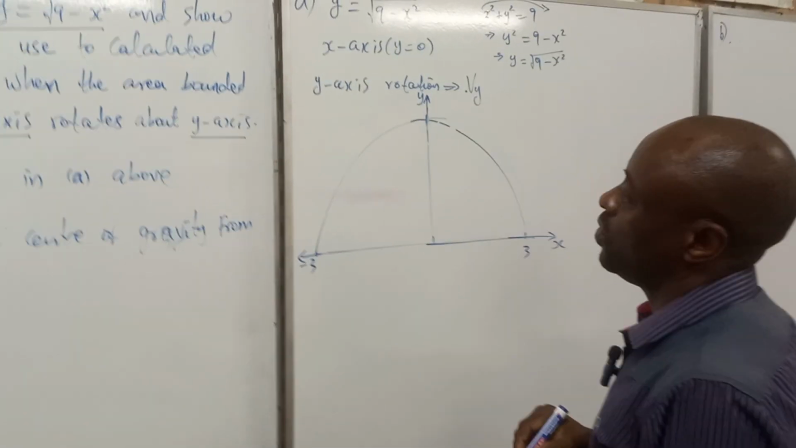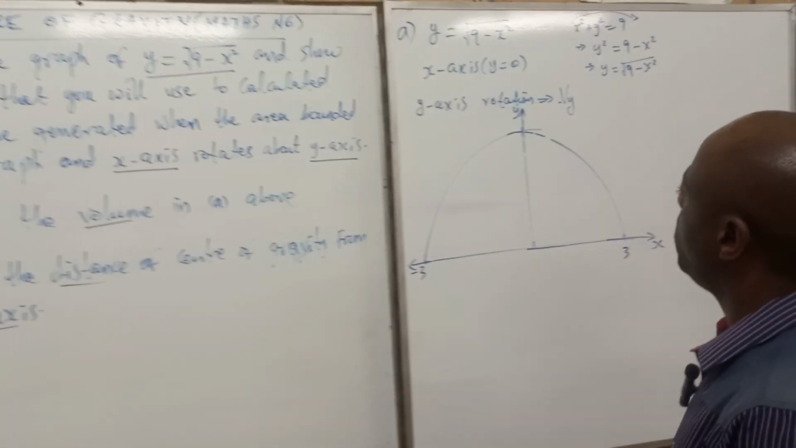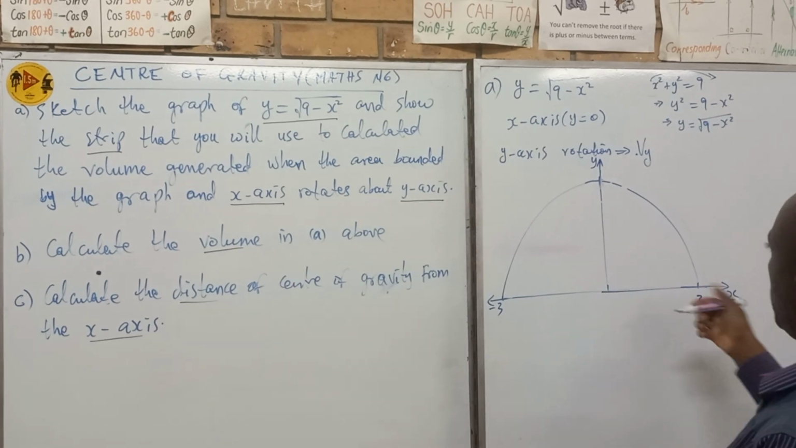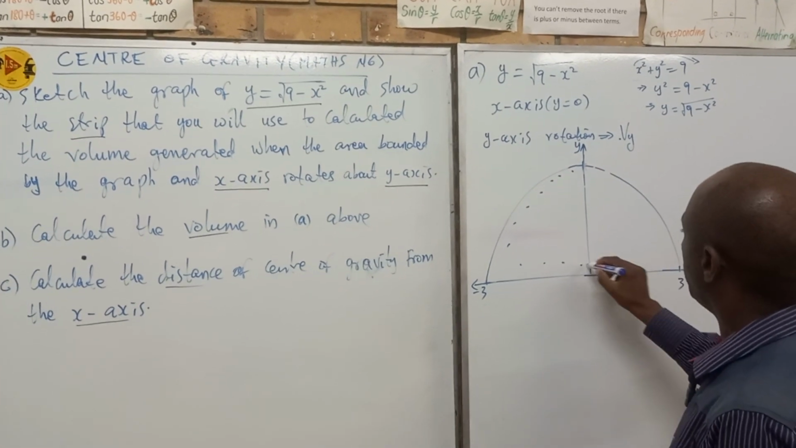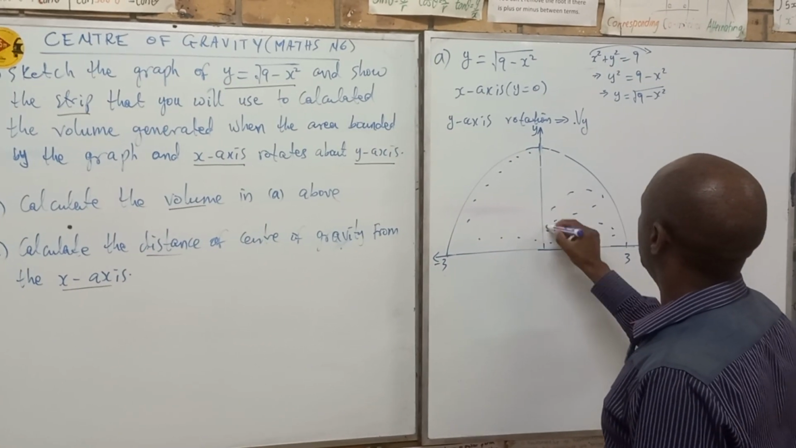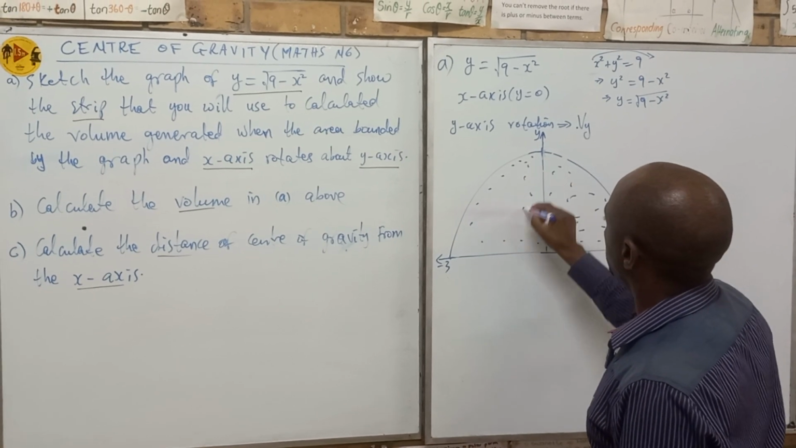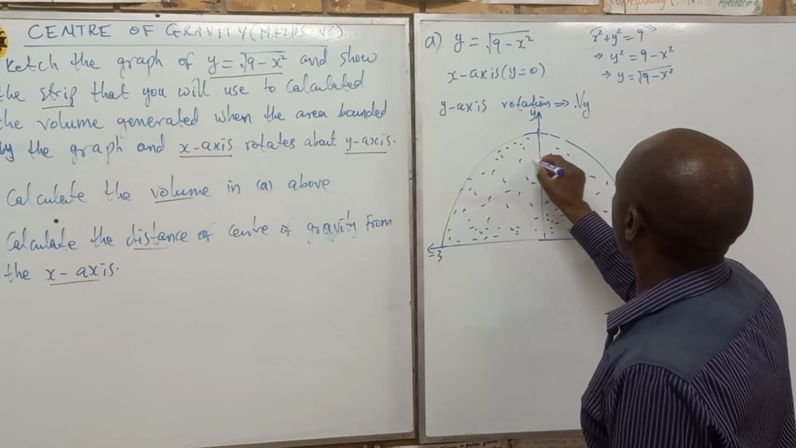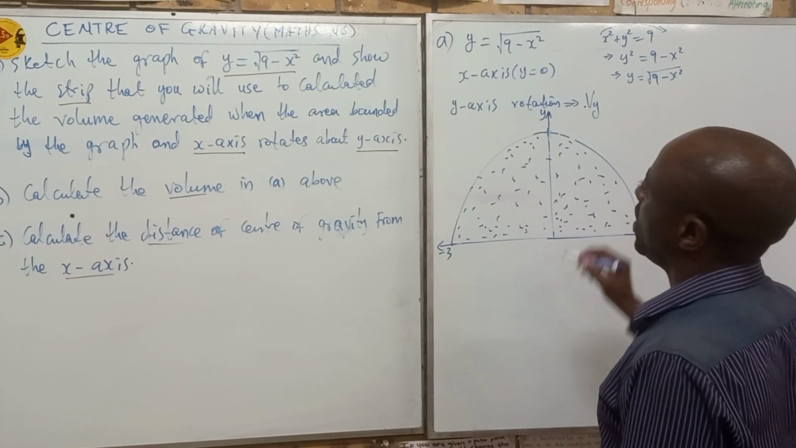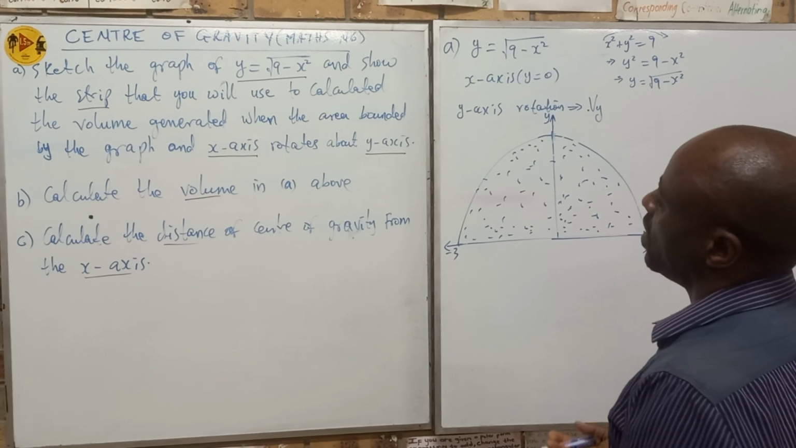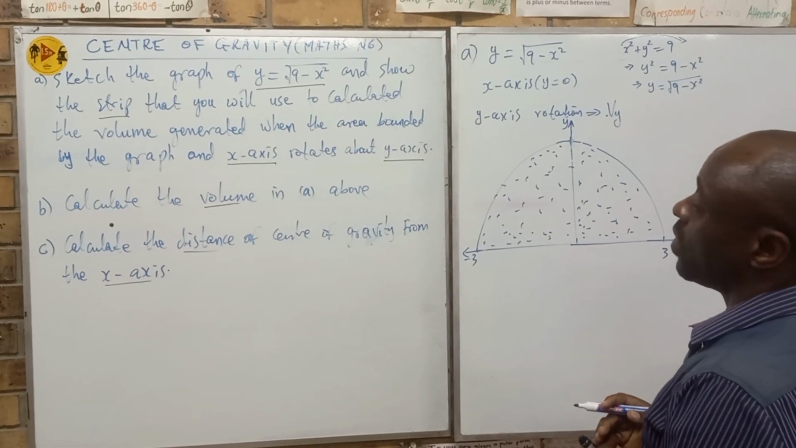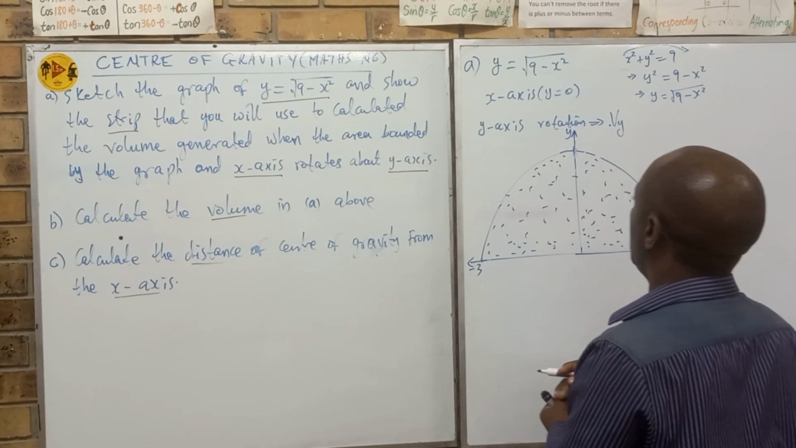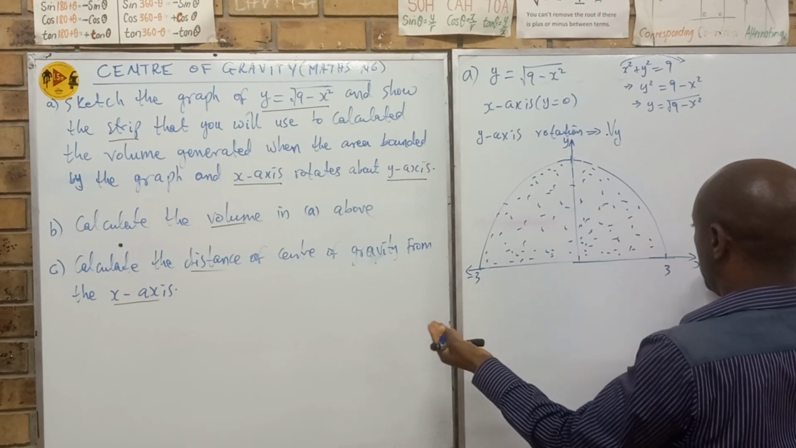So we are told to show the area bounded between the graph and the x-axis. So you can see that's your graph, that's your x-axis. So the area that is bounded between the graph and the x-axis is this one. There was no indication as to whether we are staying in the first quadrant or in the second quadrant. So you see, I'm showing everything, because the question says you should sketch the graph and show the strip that you will use to calculate the volume generated when the area bounded by the graph and the x-axis. That's the graph, that's the x-axis.